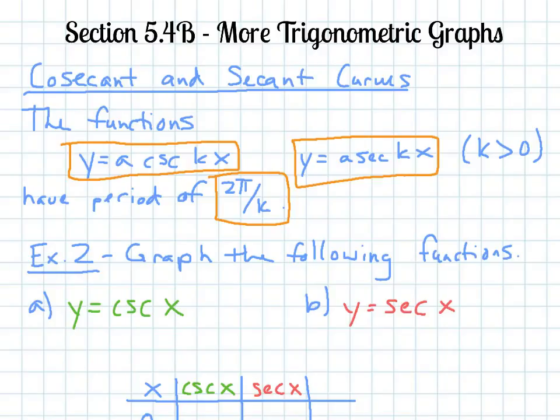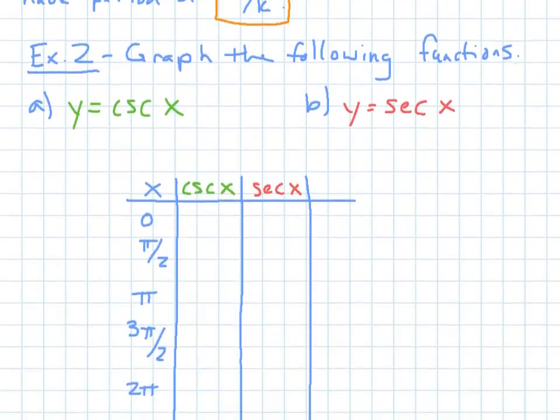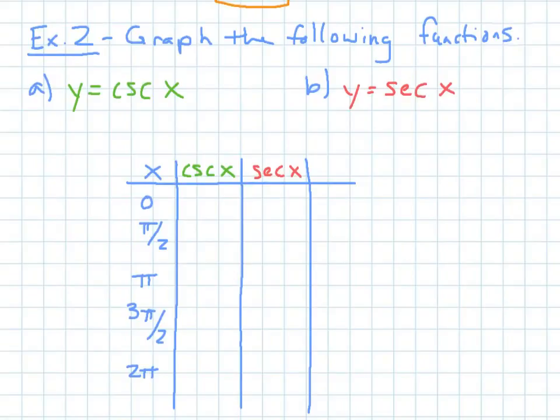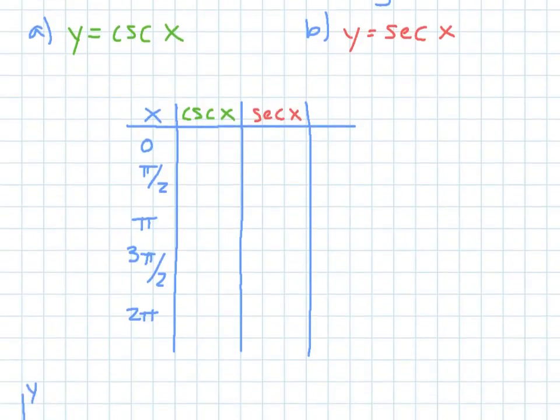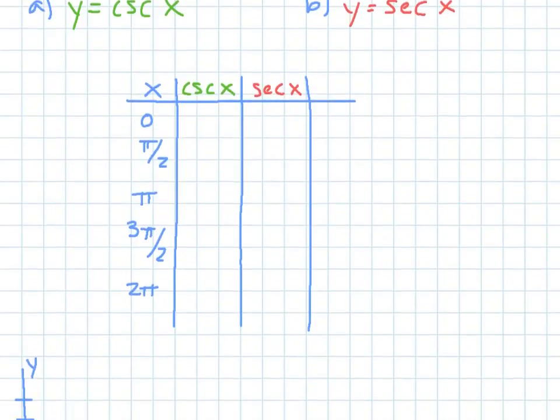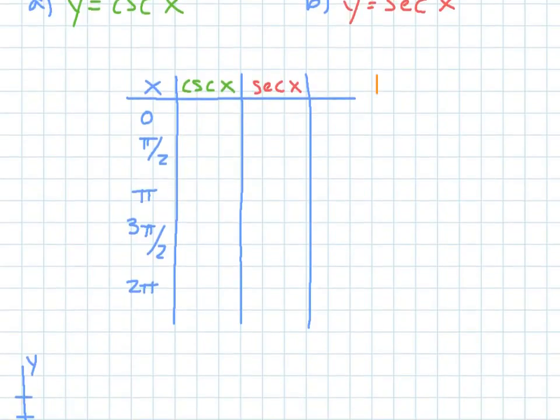Okay? Now, when we're looking at the graph of the following functions, we're not going to graph all of them like the pi over 6 and the pi over 4, all those values. Okay? We're just going to stick with the normal values. Let's talk about what sine and cosine are at those same values. Then we can discuss what our cosecant and secant values should be.